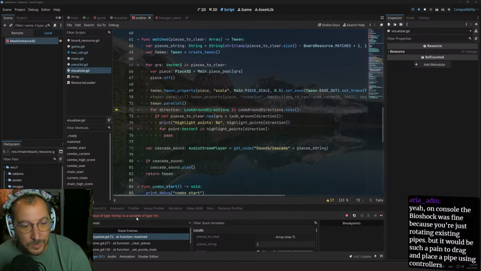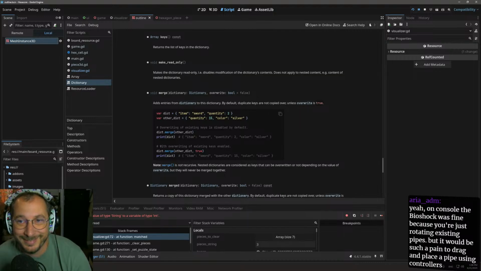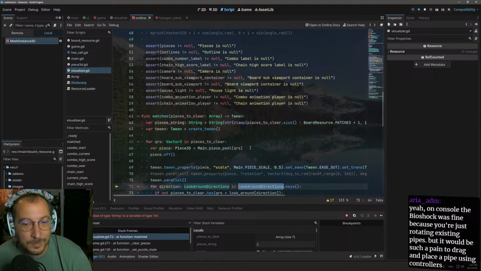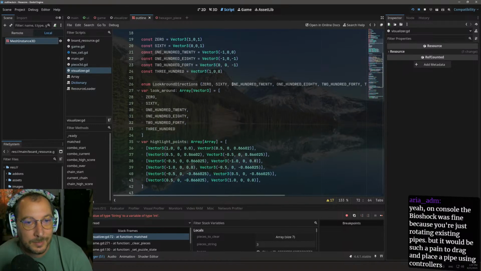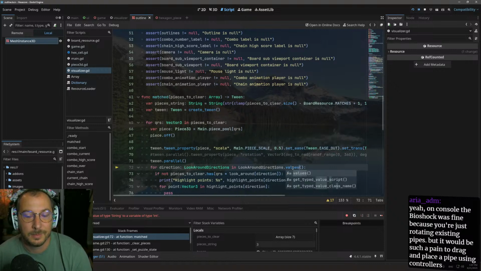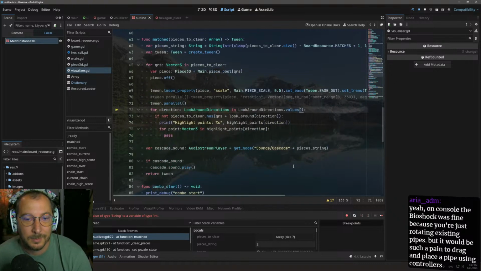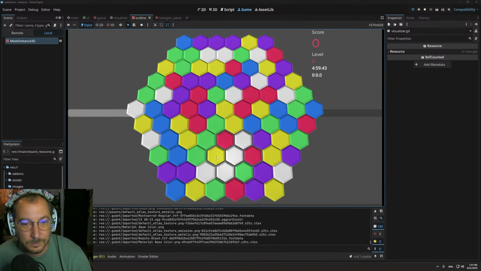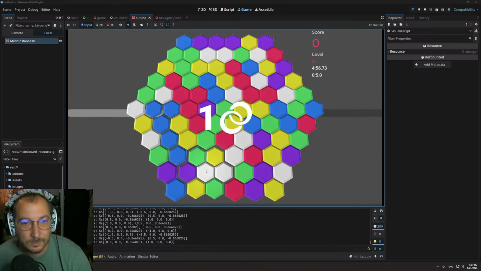Trying to assign type of string to variable type int. No, I'm not trying to assign the type of string. I promise you that's not what I'm trying to do. Look around directions is literally an enum. Is it values then? Do I have the wrong thing? Yeah, it must be. Here we go.